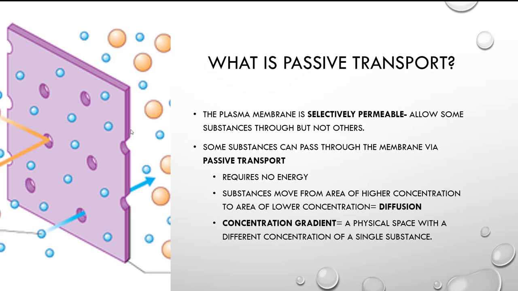Okay, so substances have that tendency to move from areas of high concentration to areas of low concentration. That's what diffusion is. And they go with their concentration gradient. A concentration gradient is a physical space with a different concentration of a single substance. So we'll talk about going with the concentration gradient. That's going from high concentration to low concentration. Okay, so that's simple diffusion.